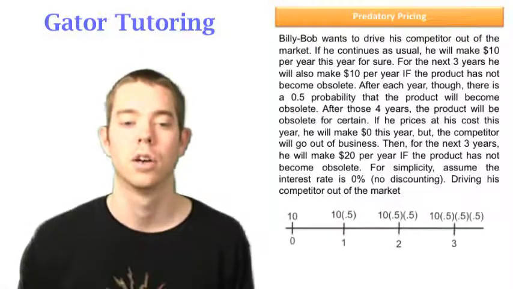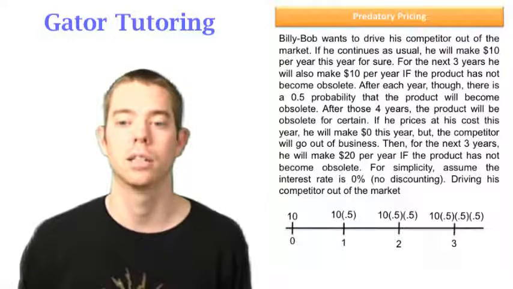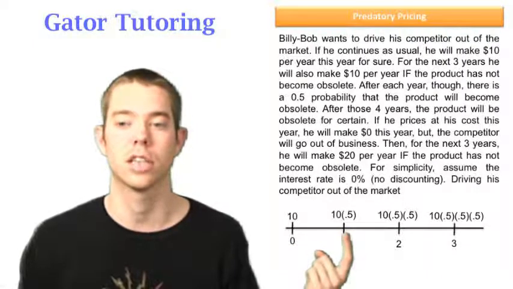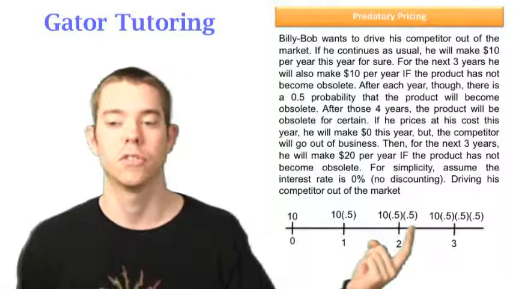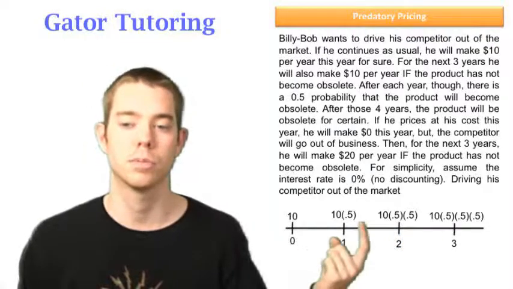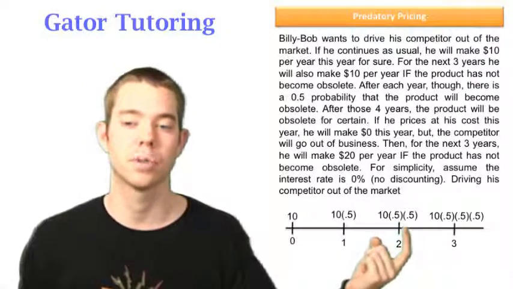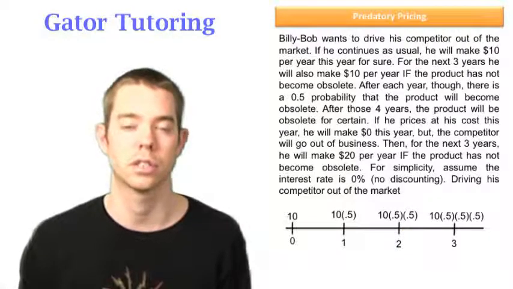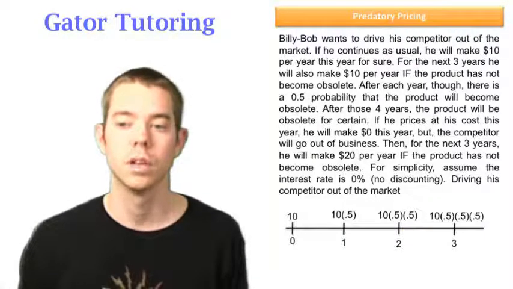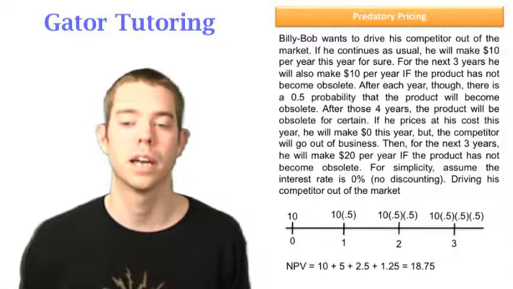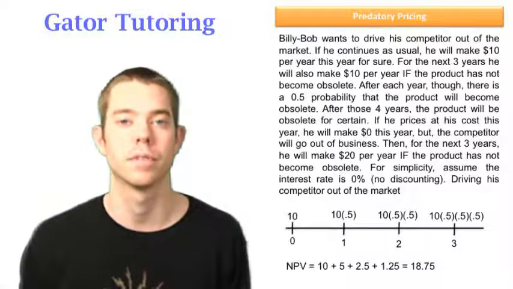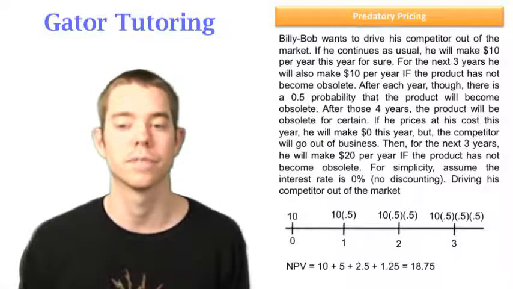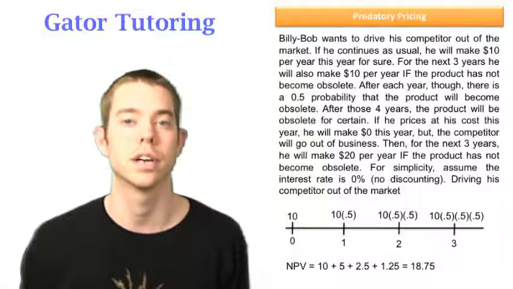So first let's take a look at, well, if he doesn't predatory price, this is what the timeline looks like. He makes $10 for sure this period. There's a 50% chance that he makes $10 next period, so that's a value of $5. There's a 50% chance. So this is kind of confusing, but you have to add another 50% chance because each year there's a 50% chance that the product becomes obsolete. So we do that for each year, and we add it up and get 10 plus 5 plus 2.5 plus 1.25 is equal to 18.75. And there was no discounting back, so that's the net present value if he continues as usual and doesn't predatory price.